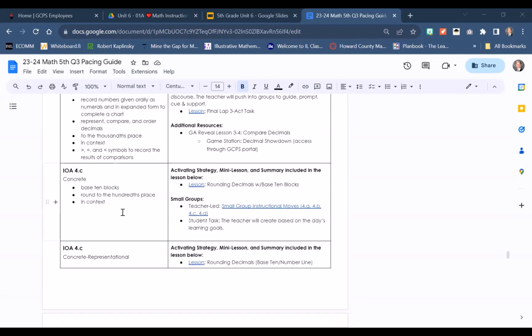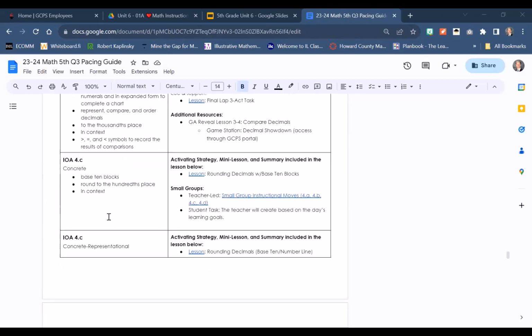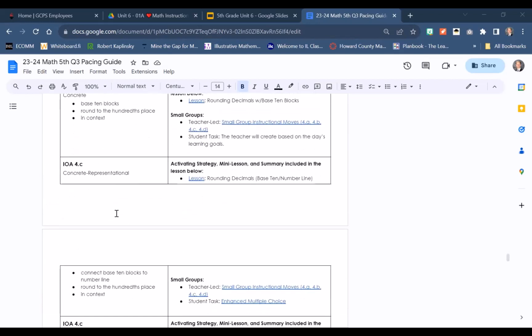Students will then progress to 4 suggested instructional days for IOA 4C, where students will use place value understanding to round decimal numbers to the hundredths place. Please note that although IOAs 4A and 4B extend to the thousandths place, this IOA only extends to the hundredths place. Concrete experiences include using base 10 blocks to round decimal numbers. Students will then connect base 10 block models to the number line. With the number line, students will use benchmark numbers to round.